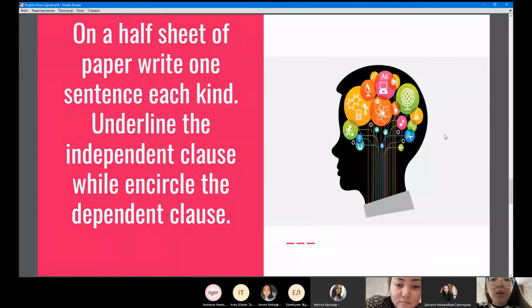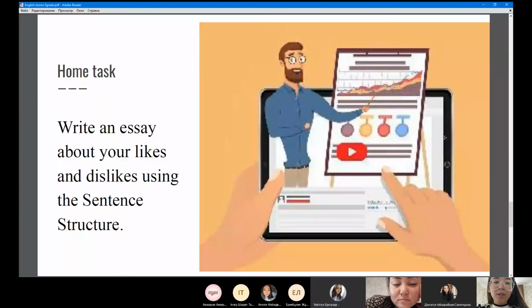The next task, on a half sheet of paper, write one sentence of each kind and underline the independent clause while you include the dependent clause. Then you send it to me. Okay. Home task: write an essay about your likes and dislikes using the sentence structure.